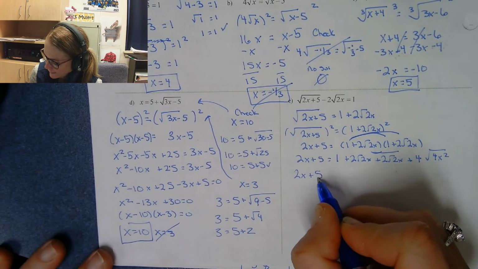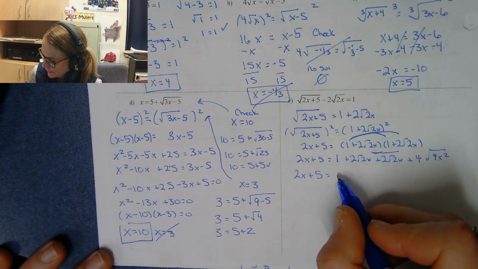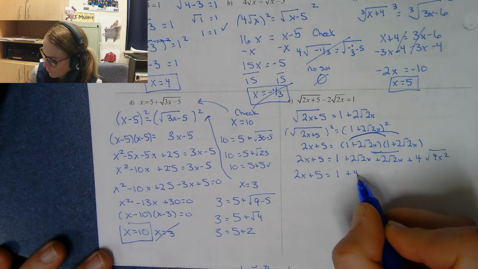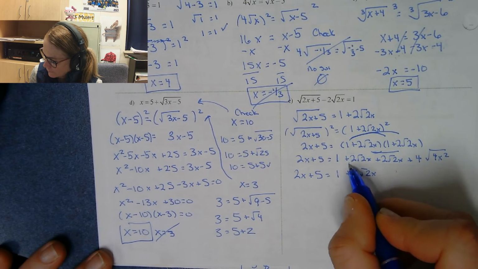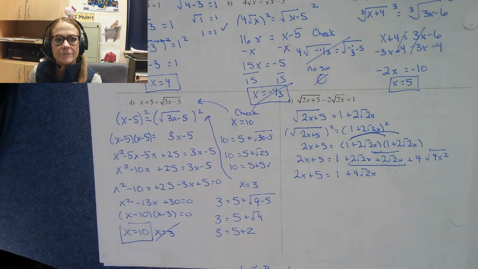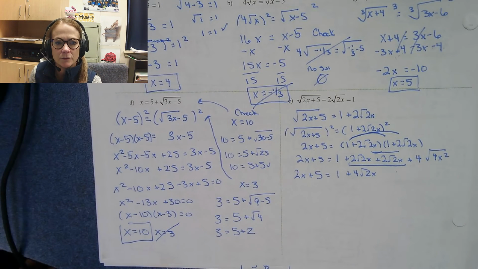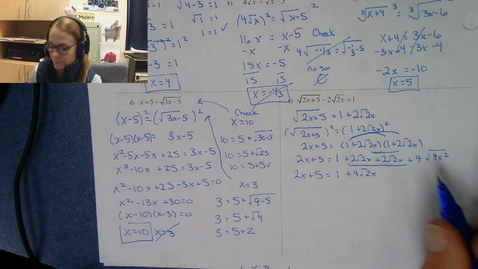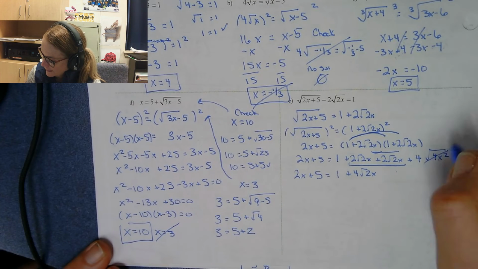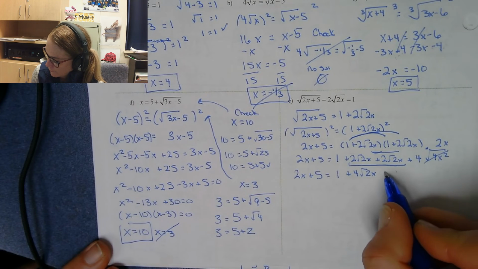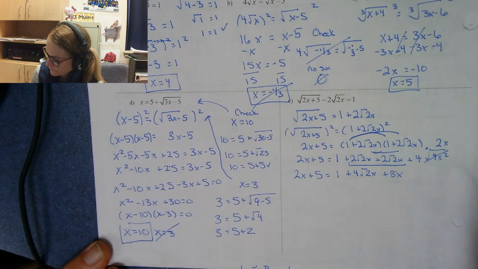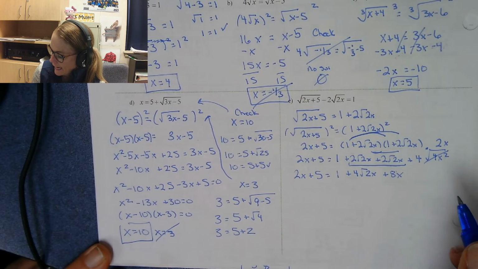So we're going to have to, guess what? Square this again. So this is 1 plus 4 root 2x. Those are like terms. They are 2 root 2x and 2 root 2x. That's a total of 4 root 2x. And then back here, this is going to simplify to 2x and multiply there. So that'll be plus 8x. All right? So I'm going to isolate the radical.